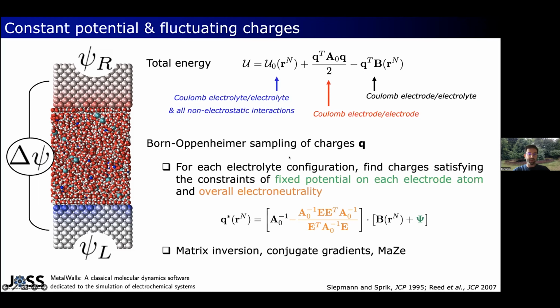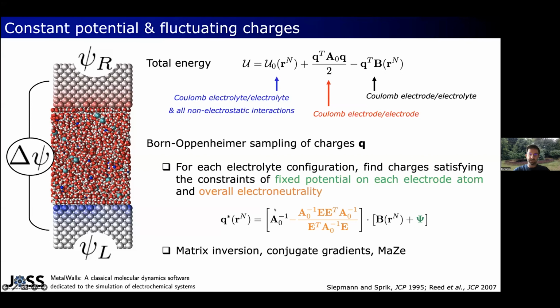And once you have this expression of the total energy, you can do a Born-Oppenheimer sampling of the charges. For each electrolyte configuration, you need to find the charges that satisfy the constraints of fixed potential on each electrode atom. So the vector psi here contains the list of all prescribed values for the potential. So typically it's one value for each electrode, as mentioned earlier. And then you can determine the charges, the Born-Oppenheimer charges, by doing the matrix vector product.